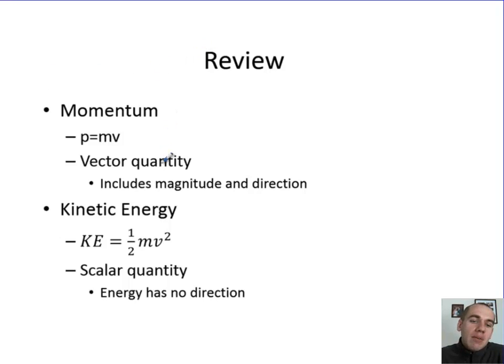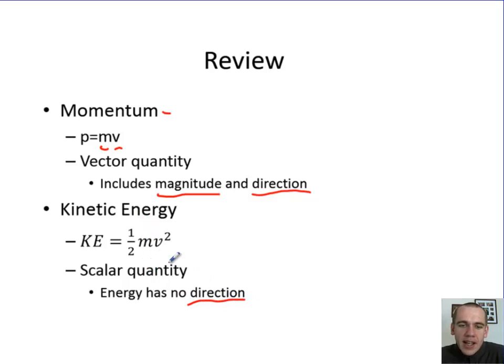Quick review, remember momentum is mass times velocity. It's a vector quantity because it includes a magnitude, how big it is, as well as a direction. Now you should also keep in mind there's a few different definitions for momentum. One of my favorite ones is how hard it is to stop something. The more momentum something has, the harder it is to stop. And if you think about that, there's two ways you can give something a lot of momentum. You can make it really, really big, give it a lot of mass, or you can make it move really, really fast.